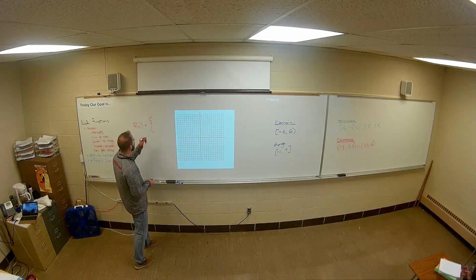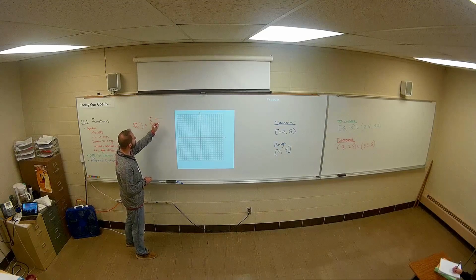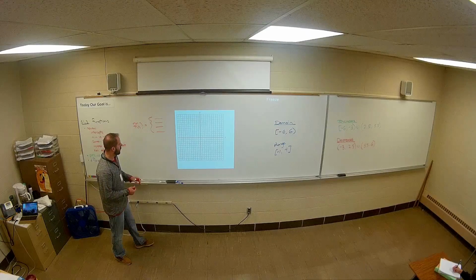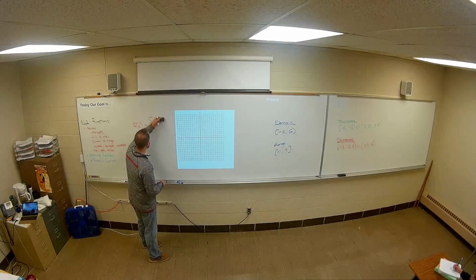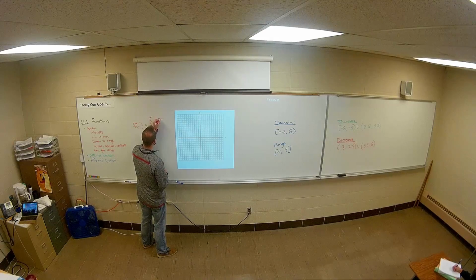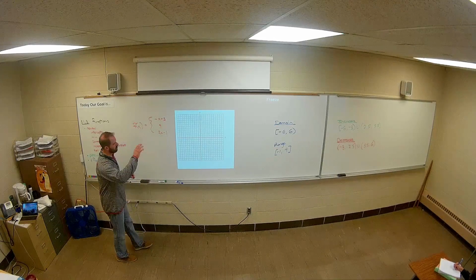Okay? They always have the name of the function, and they have a bracket. This will have a list of functions in it, so different formulas. I'm just going to give you a couple of them. One of the functions is going to be negative x plus 3. One of the functions will just be the number 4. And one of the functions will be 2x minus 1. These are just a bunch of different things.